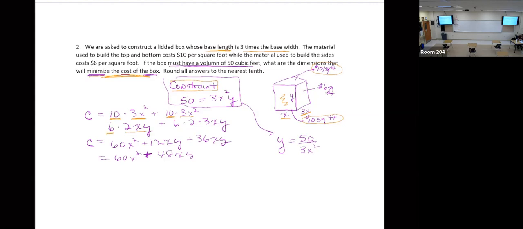Then you have these side panels here. I'll change my color. This one and the other back one back over here, that area is 3xy. So I have two of them at $6 each. So it's 6 times 2 times 3xy. All these pieces can be combined to this. That is your objective function. It's not difficult, but you have to be patient with yourself to get the different areas.